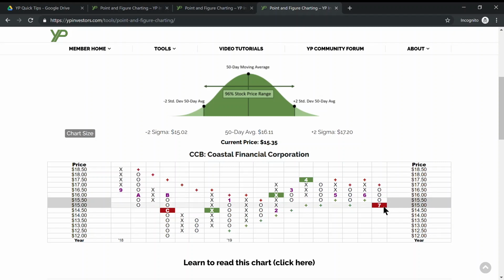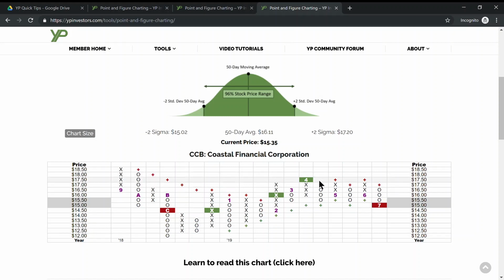Now it's a basic double bottom sell signal, but is it more than that? Let's look at it. So it got down to the resistance point of the last column of O's of 1550 and just past that down to $15, making a chart mark there. And this double bottom was indicated by the red filled in 7.